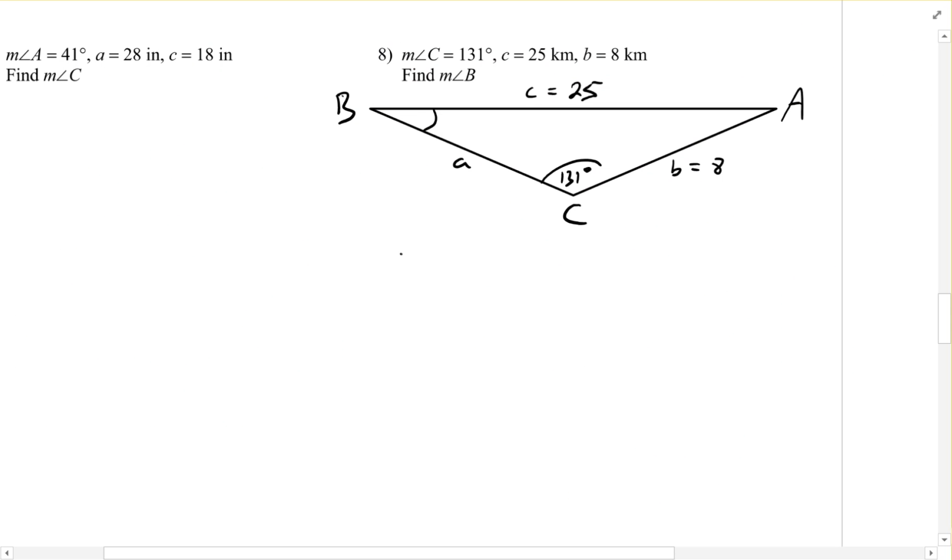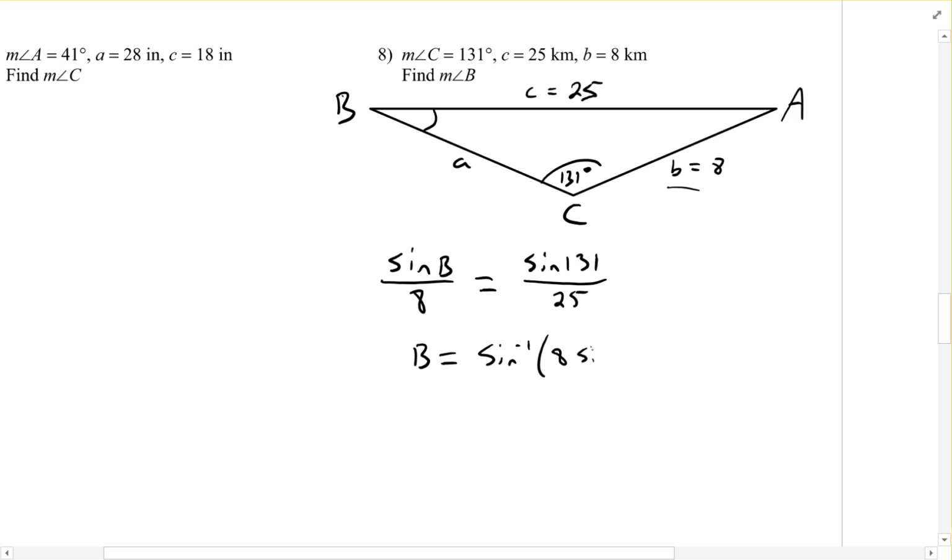Okay, so we're going to say sine B over, well, I'm going to write an 8 right now because lowercase b is 8, so over 8 is equal to sine 131, so sine C, over C, which is 25. Okay, now rearranging this, we can find that B is going to be equal to the inverse sine of 8 times sine 131 over 25. That's just rearranging, right? I just kind of skipped that step that time.